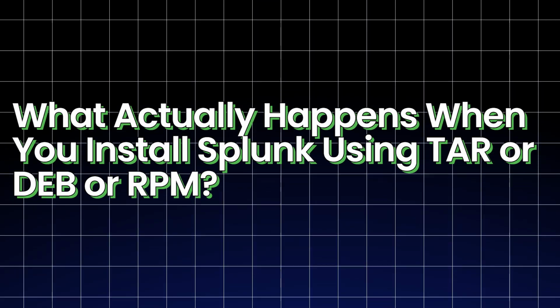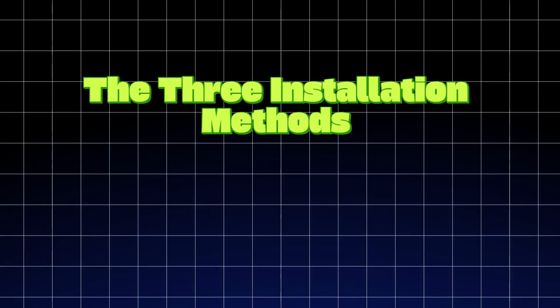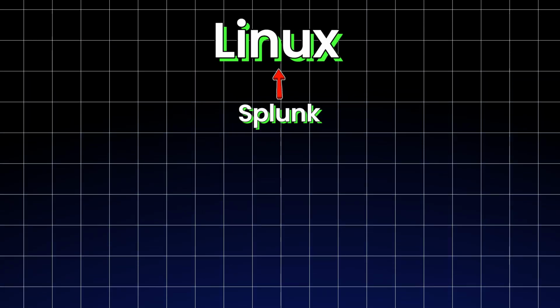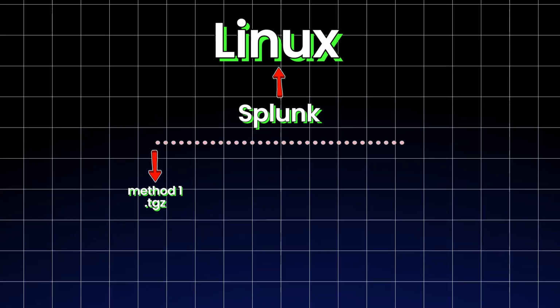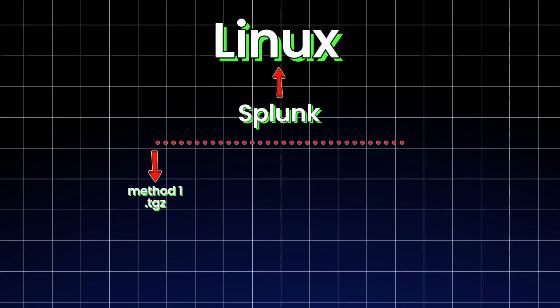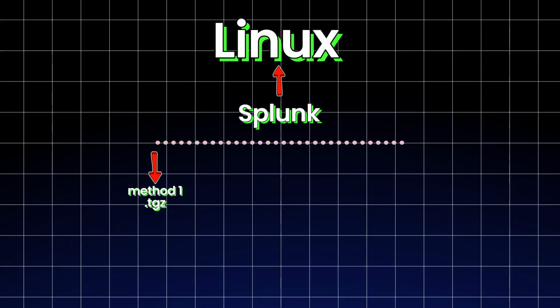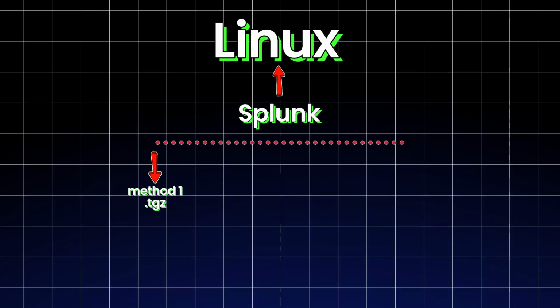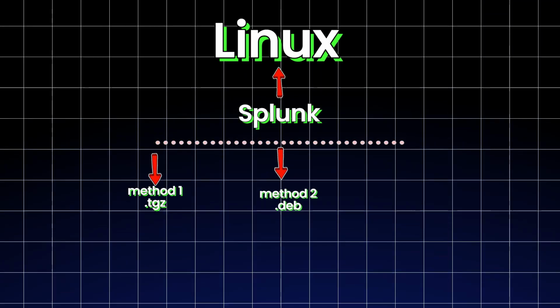Let's break it down. Simple, clear, and easy. Now let's see the 3 installation methods of Splunk on Linux. On Linux, Splunk can be installed in 3 ways. Method 1, tar file. Tar files work on any Linux. You can use them if your OS doesn't support DEB or RPM, or if you want full manual control over installation paths and users.